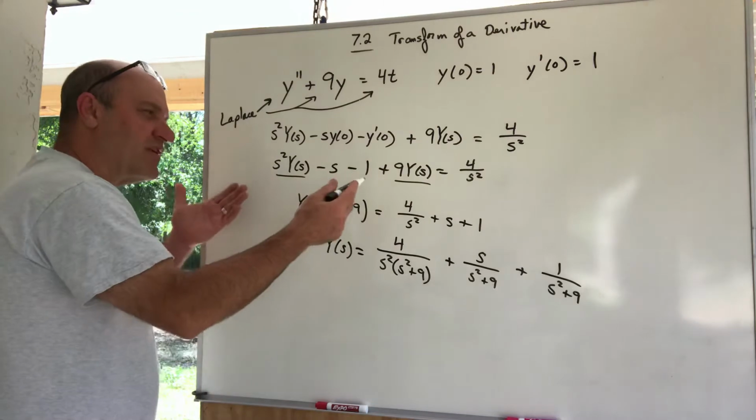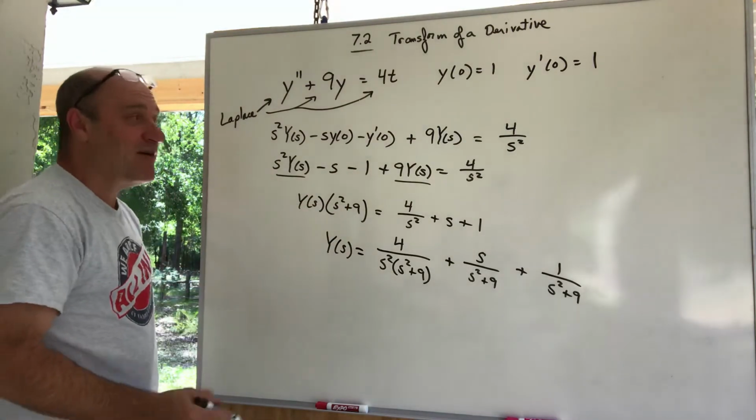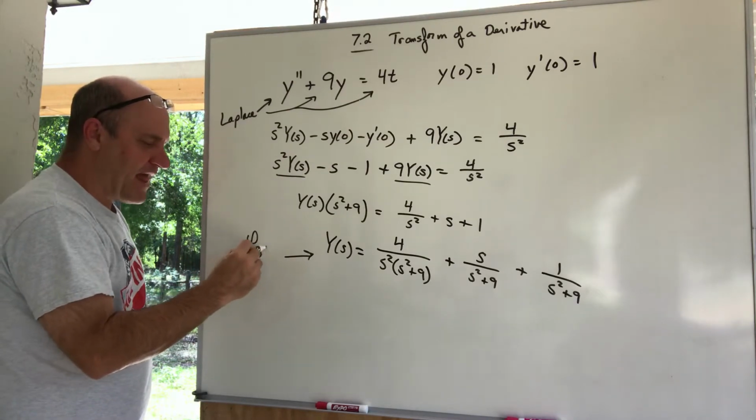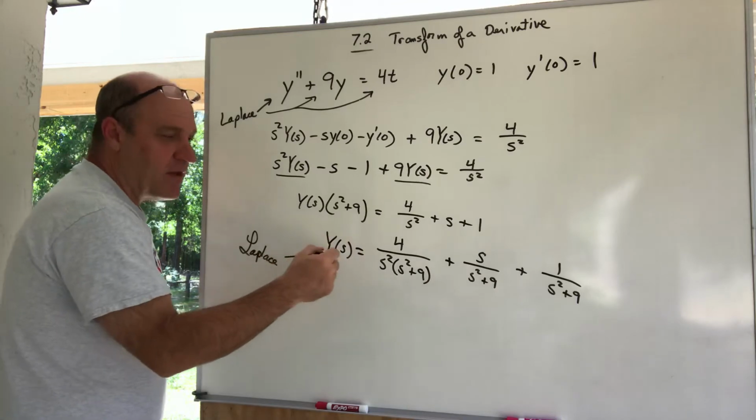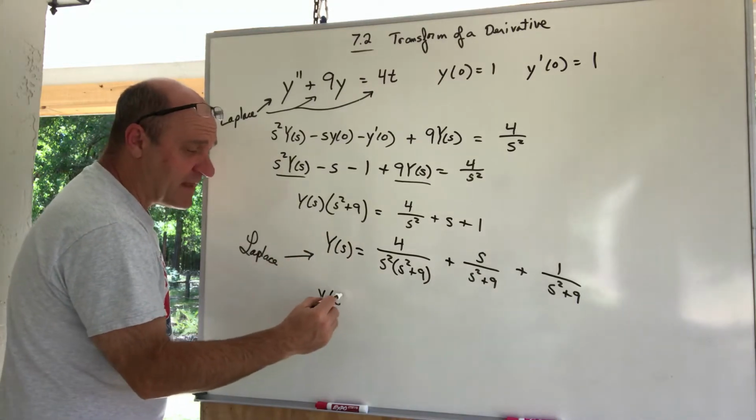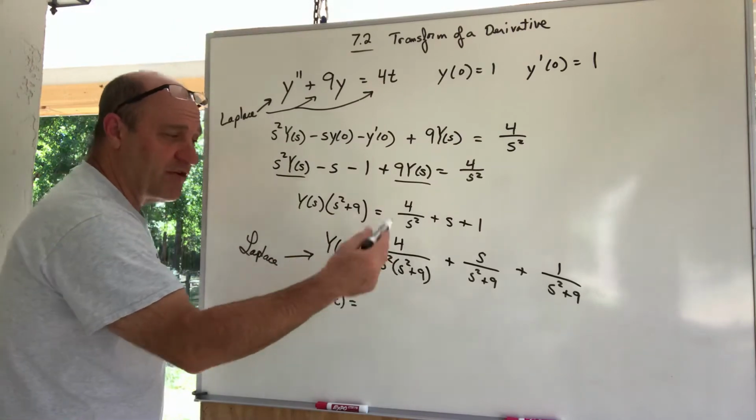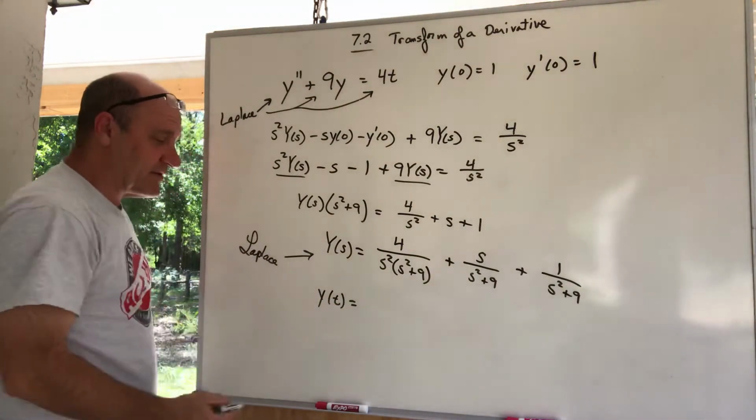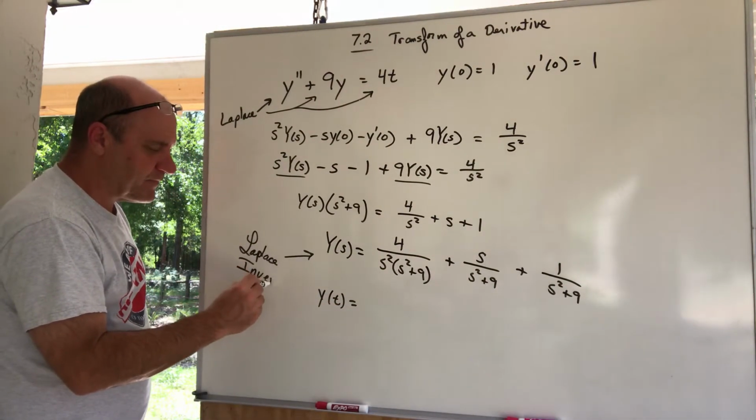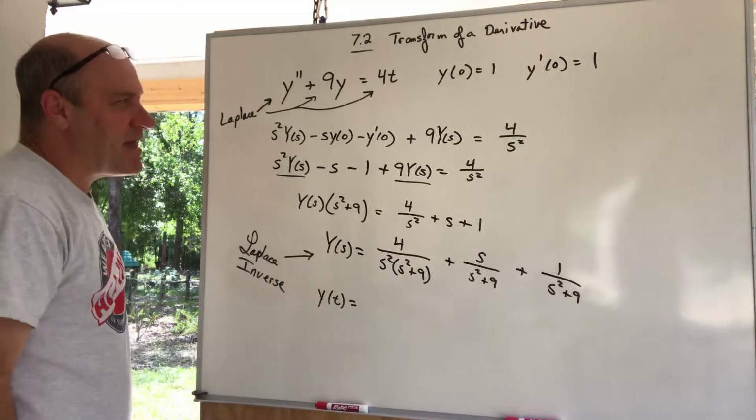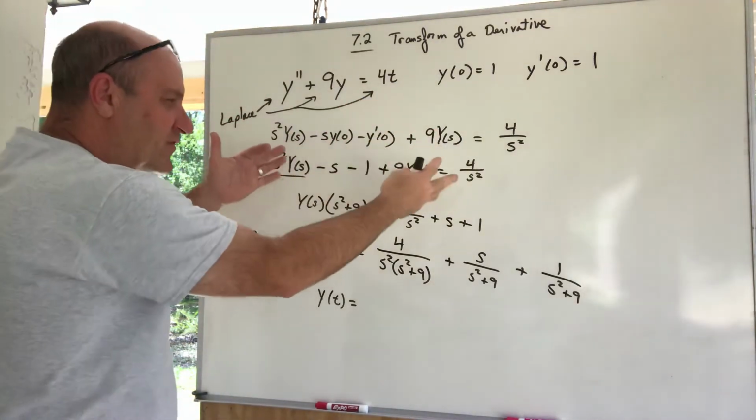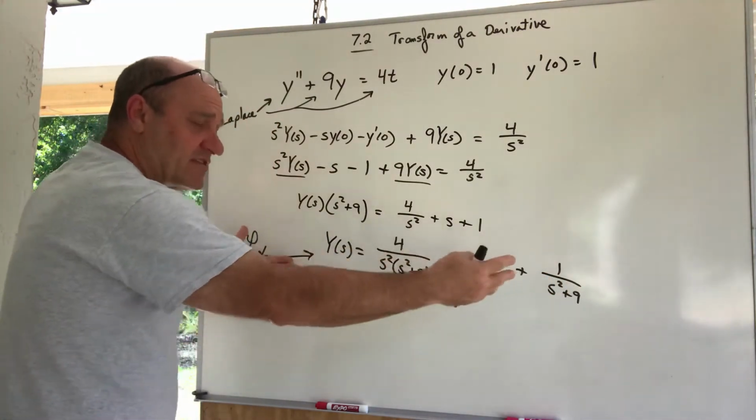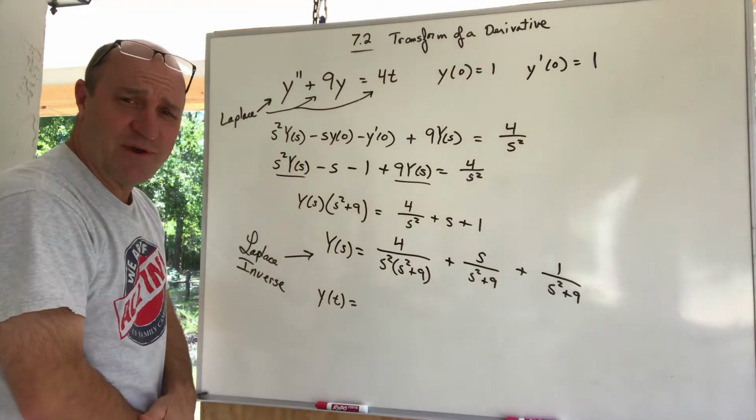So that's the game. You get big Y of S all by itself, and now you Laplace inverse it. Laplace inverse this thing, which gives you the answer y of t. What you're doing is going over here and Laplace inversing all these. That'll get you back to functions of t, which will be the answer. That's the strategy. That's the method. Laplace the dE, do this work, get big Y of S by itself, Laplace inverse the big Y of S and the other side, and you're done. You've solved the differential equation.